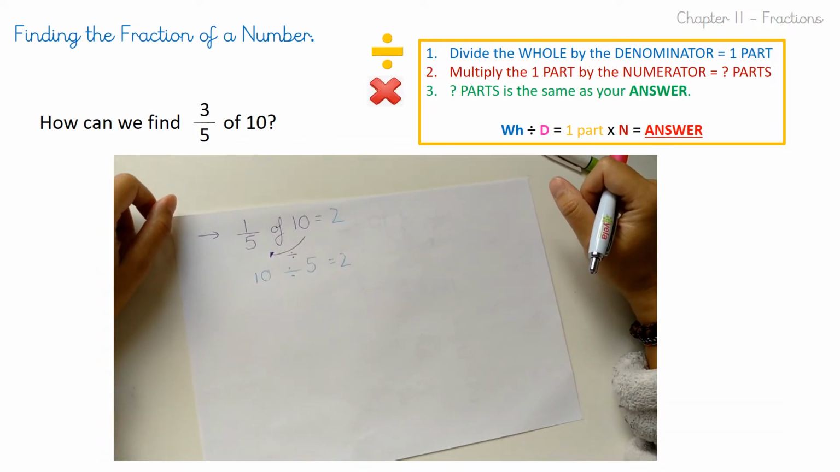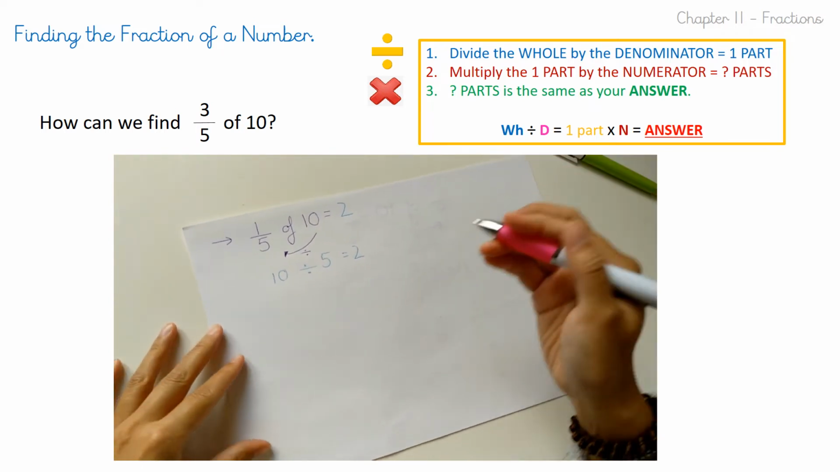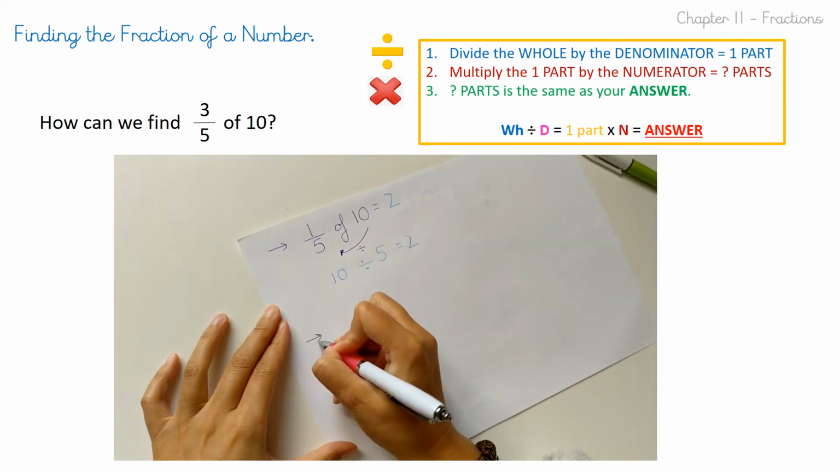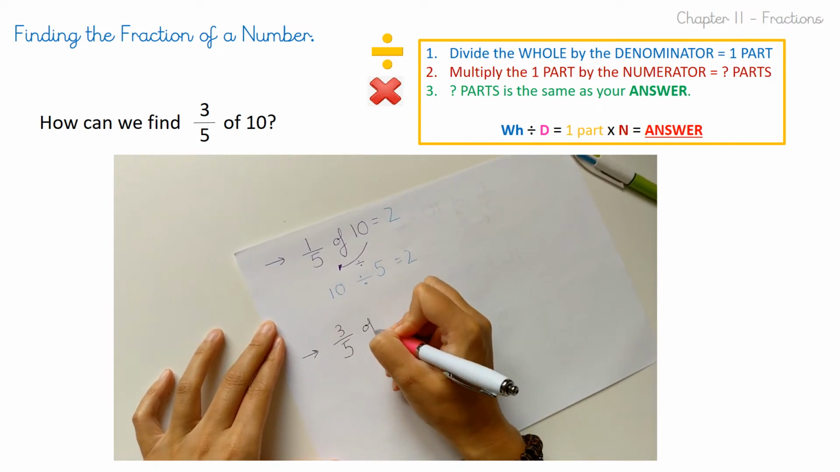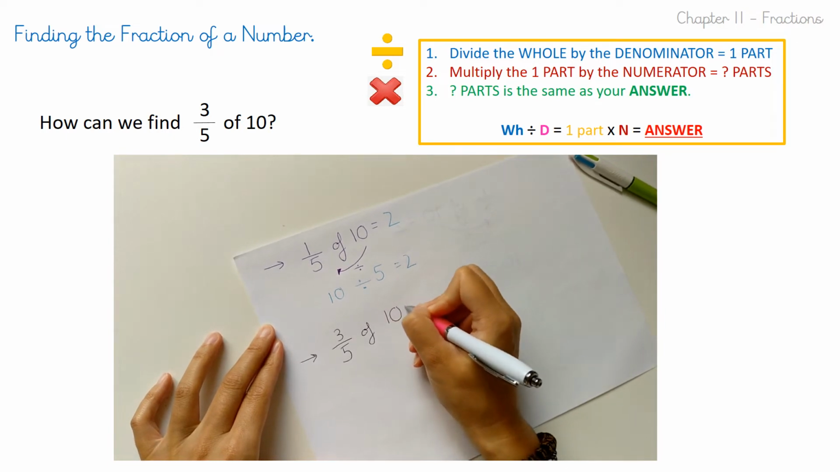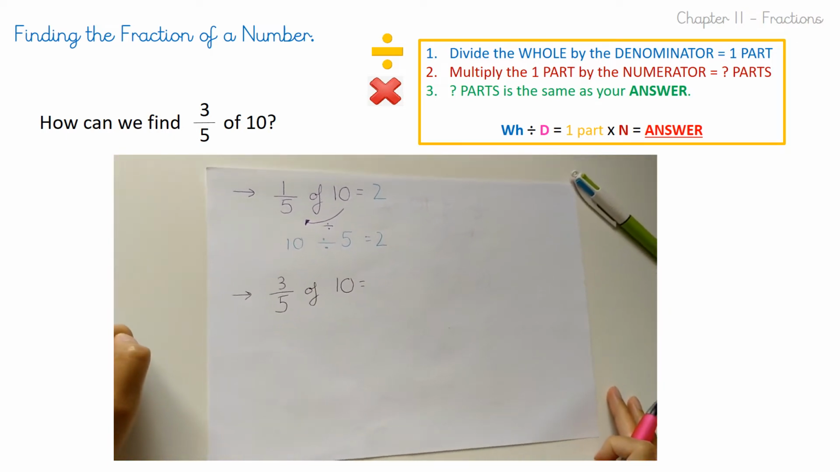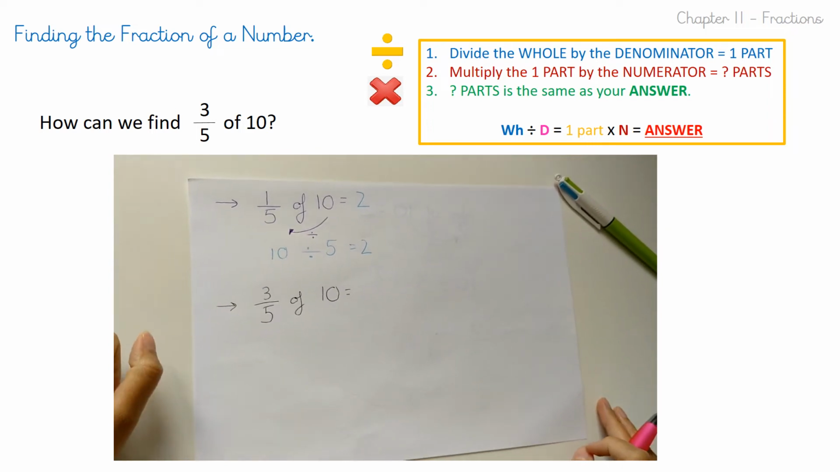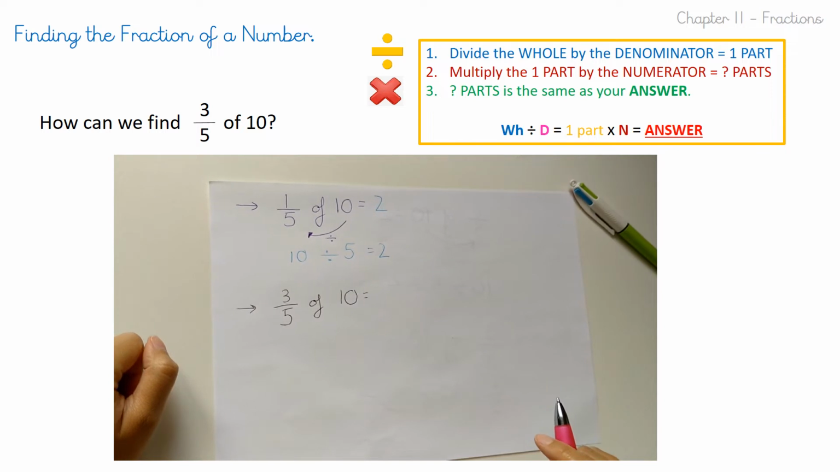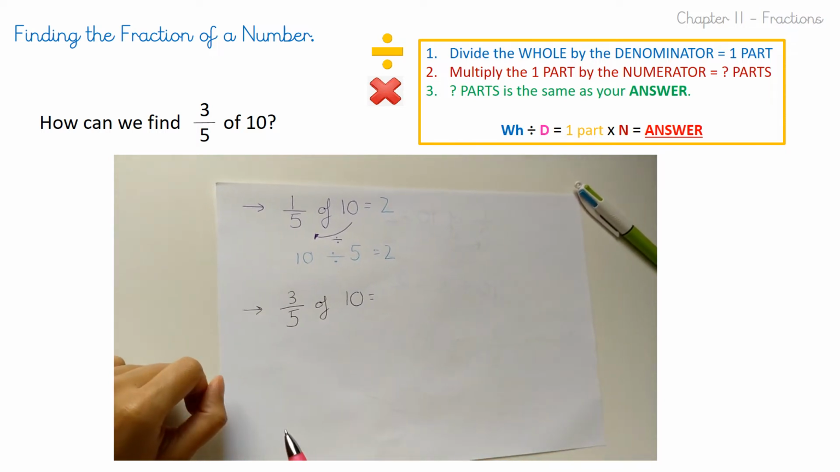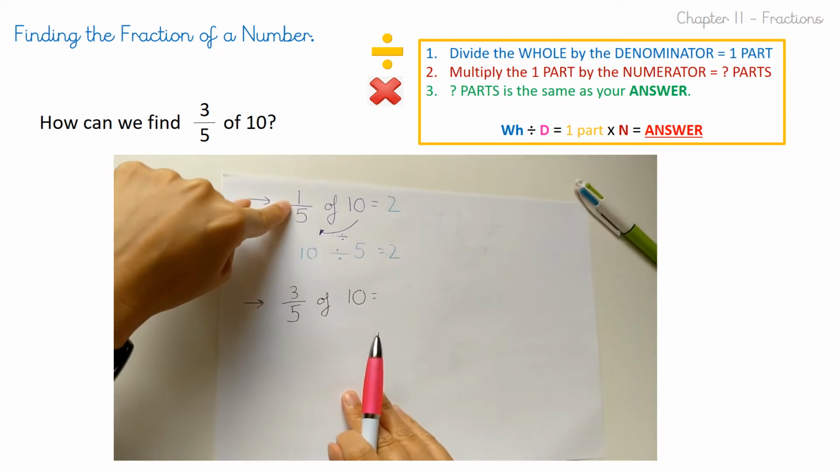Now, what do we need to do if we want to find 3/5 of 10? Think about what we did yesterday. That's it. You can have a look at the yellow square at the top to see what the next step is. We need to first find what 1/5 is, and that's what we just did earlier on.